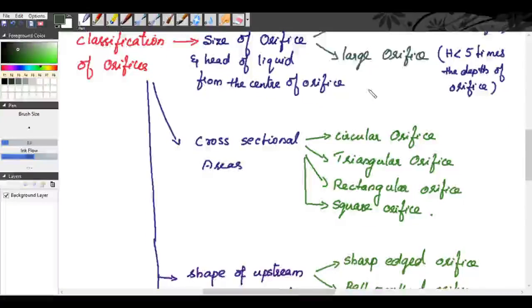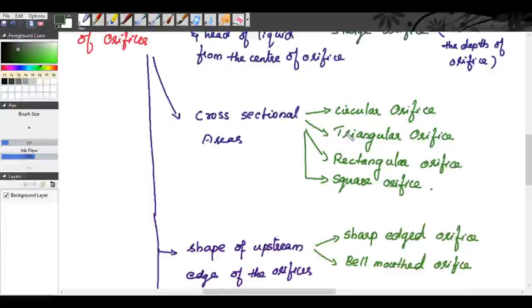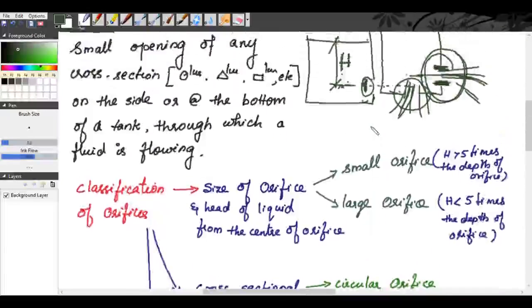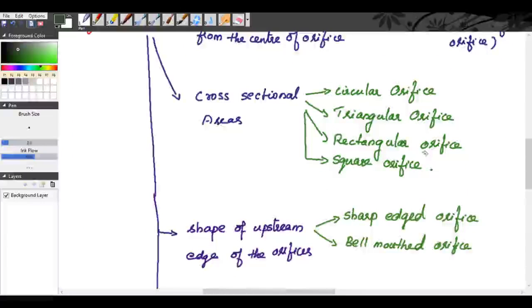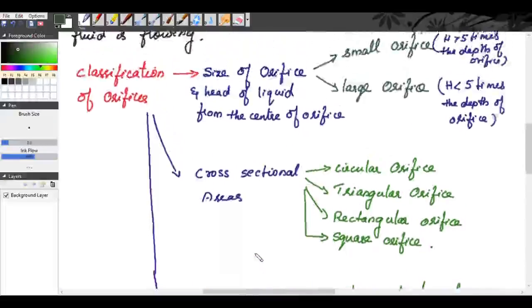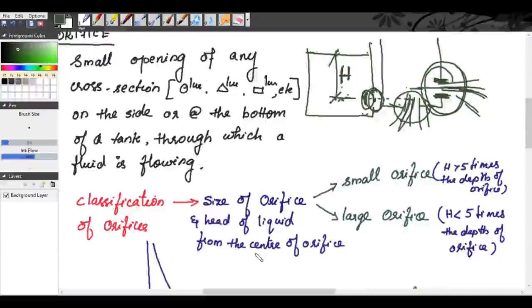Next, based upon the cross-sectional area, the orifice is classified into circular orifice, triangular orifice, rectangular orifice and square orifice. Now, based upon the shape of the upstream edge of the orifice. What is the upstream edge? I told you, upstream means your tank will be like this.